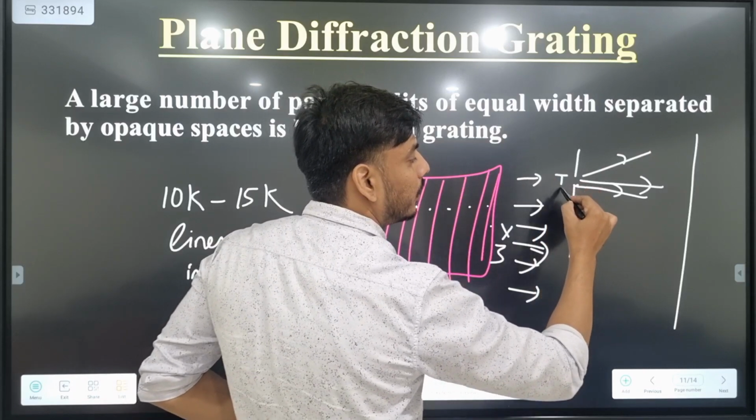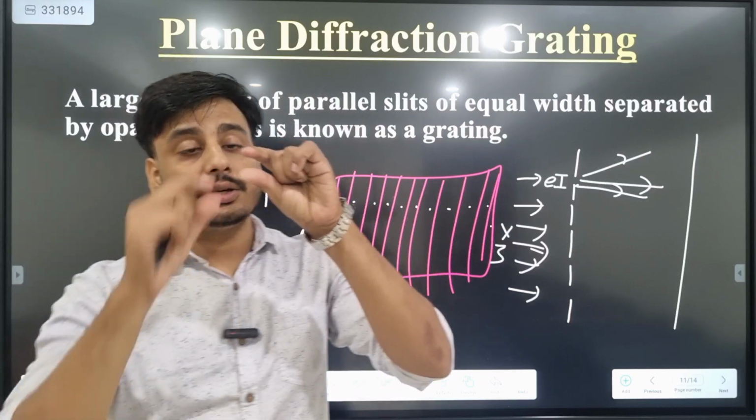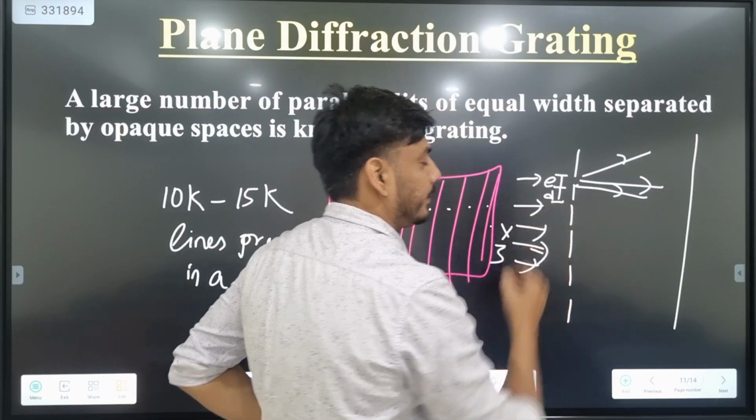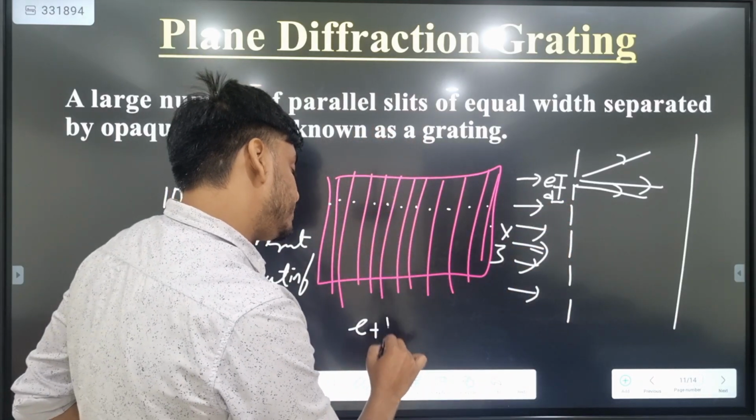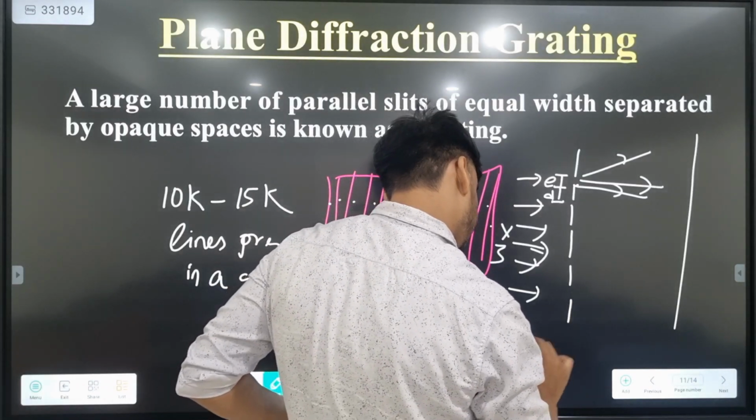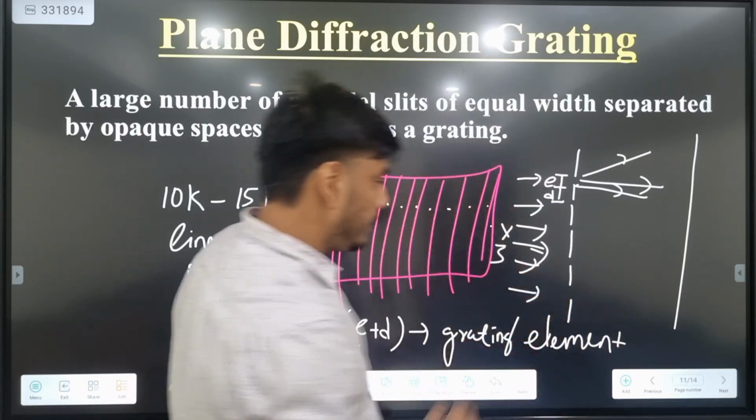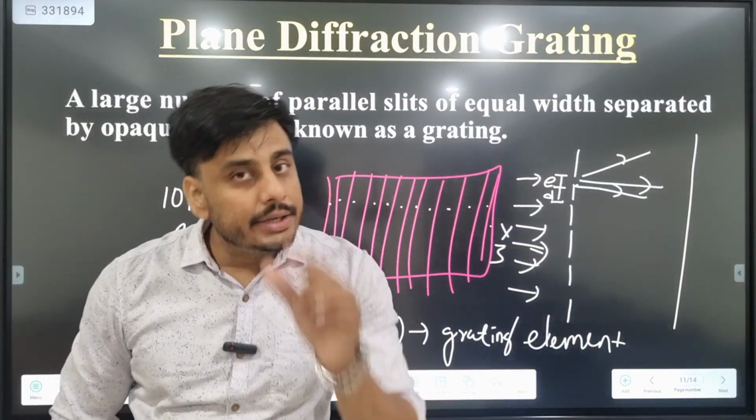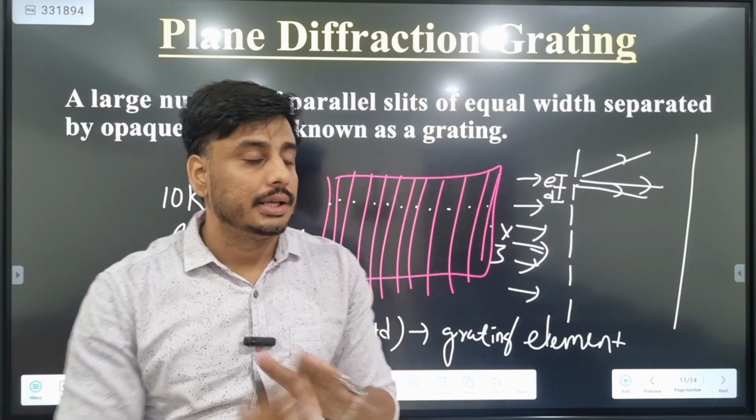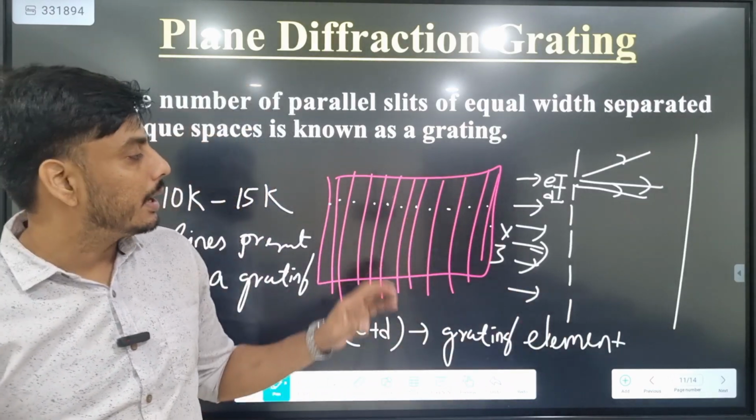If the width of each slit is E, and the distance of separation between two slits is D, then E plus D is said to be the grating element. Here E is the slit width, and D is the distance of separation between two consecutive slits. Then E plus D is said to be the grating element. Clear? We don't have any derivation here.